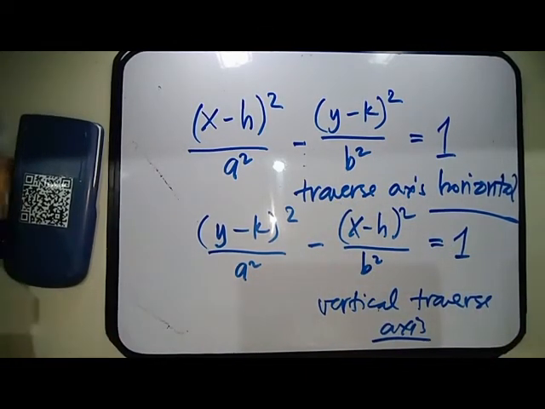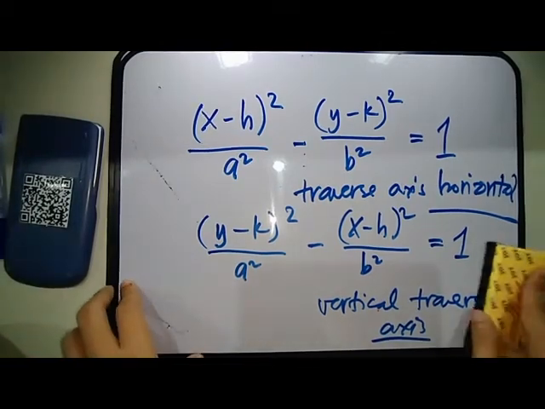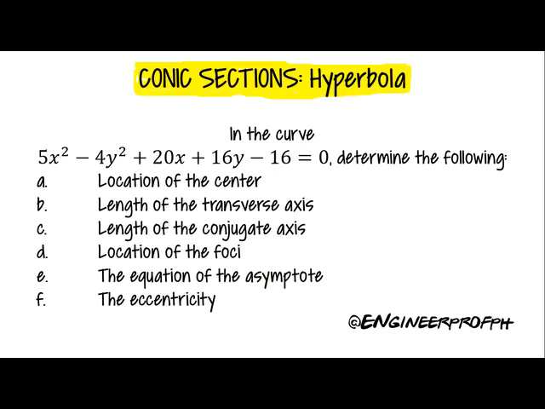So, let's proceed in solving problems. In this problem, we have the curve 5x squared minus 4y squared plus 20x plus 16y minus 16 equals 0. Determine the following. So, you have the location of the center, the length of the transverse axis, the length of the conjugate axis, the location of the foci, the equation of the asymptote, and the eccentricity.